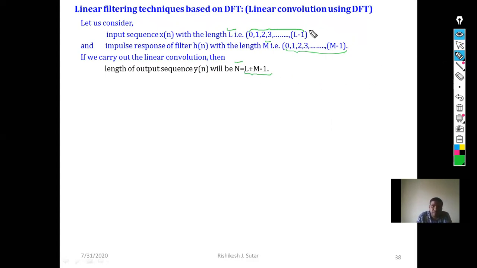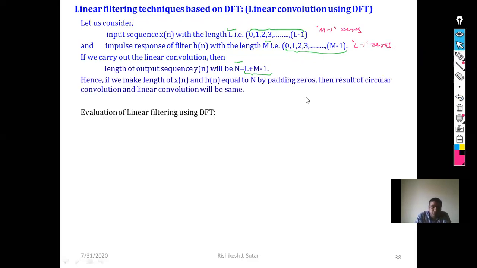As I just discussed, if I want the same output, then x of n should be padded with M minus 1 zeros, and h of n should be padded with L minus 1 zeros. That is what we'll see now. We are just adding zeros. Let's go further to the different steps for evaluating linear filtering using DFT.